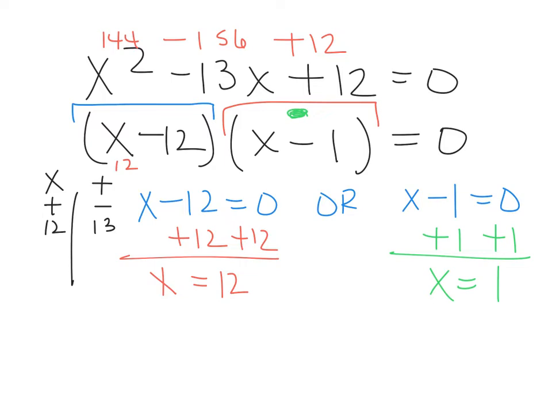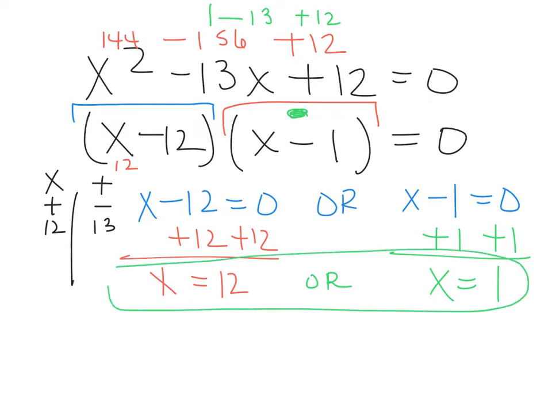If I take my 1 and I plug it back in the original problem, 1 squared is 1 minus 13 times 1 is 13 plus 12. Oh, look, that equals 0 too. So my answer to this problem, you always put the word or, is either x is 12 or x is 1 are the solutions to that particular problem.